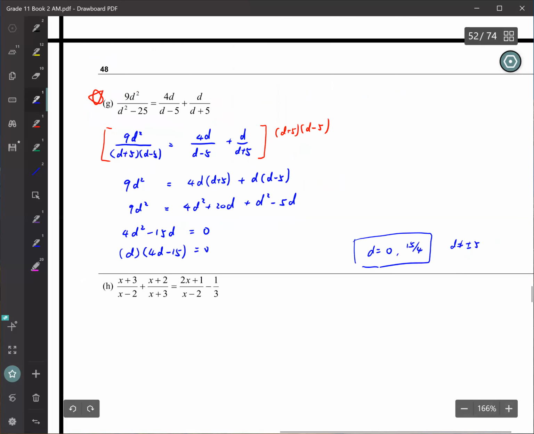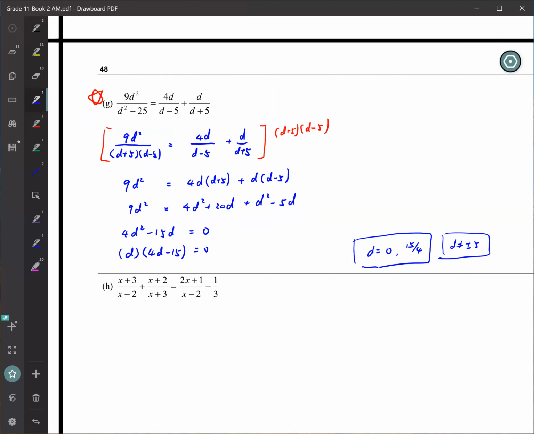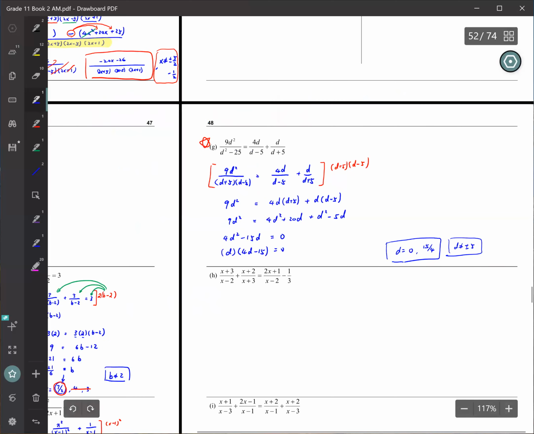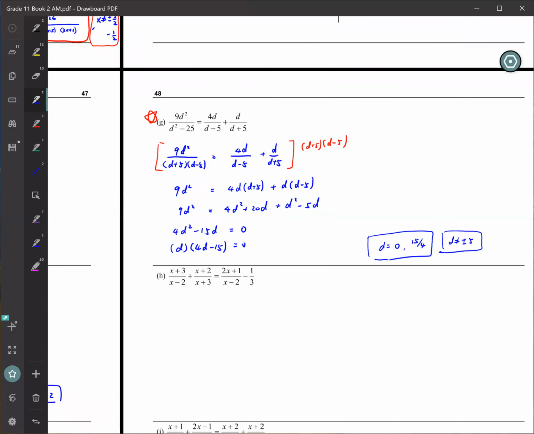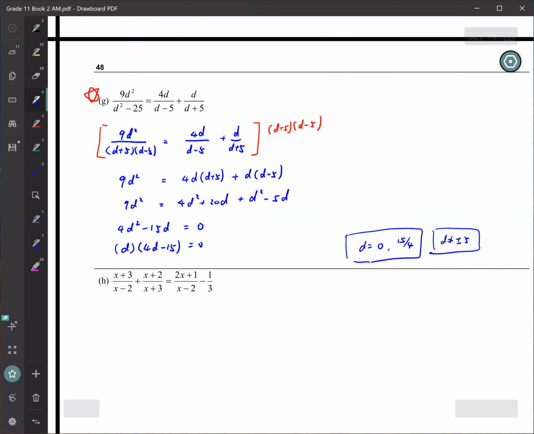And then once again, d cannot equal plus minus 5. It doesn't match the answer, so we are safe to keep it. Okay, so far we haven't had anything like the matching, but just keep that in mind, right? If the restriction is the same as your answer, remember to reject. Sometimes you might reject both of them, sometimes you only reject one of the answers.